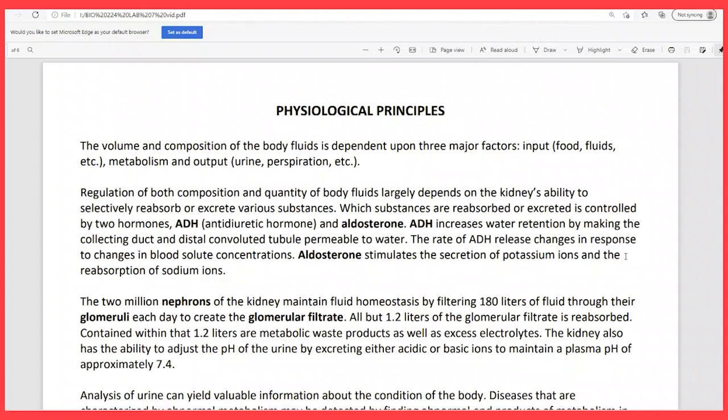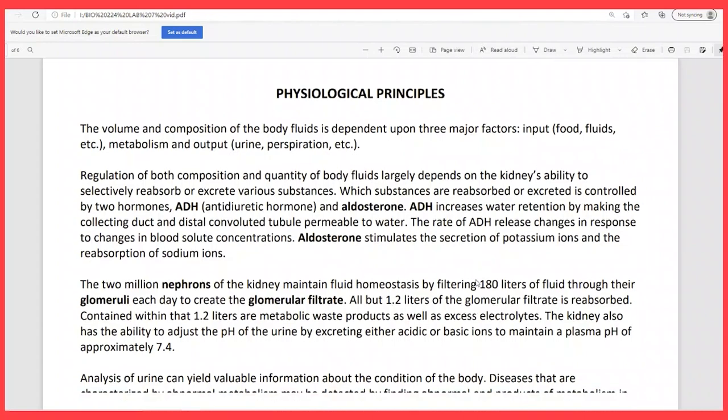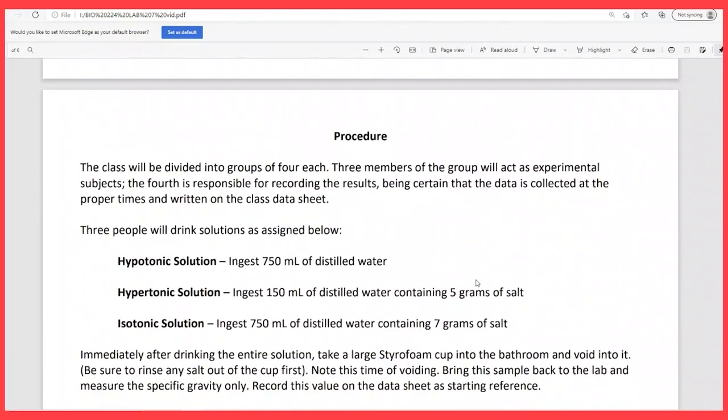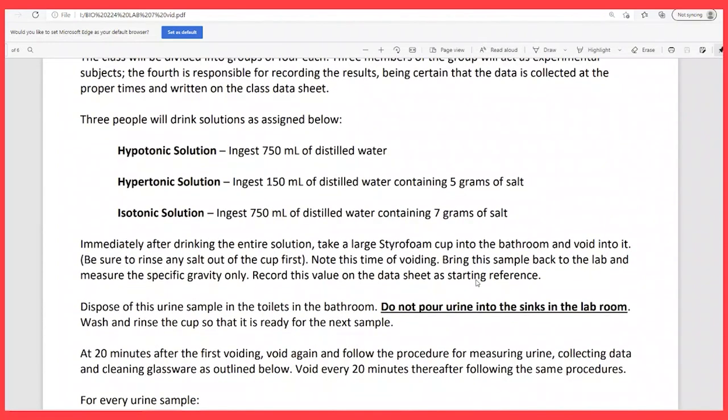Here in the physiology section, we need to talk about what we were attempting to do. We were attempting to change, alter, modify kidney function by forcing three different people to drink specific solutions. So we had a hypotonic person. What did they drink? 750 mils of distilled water only.